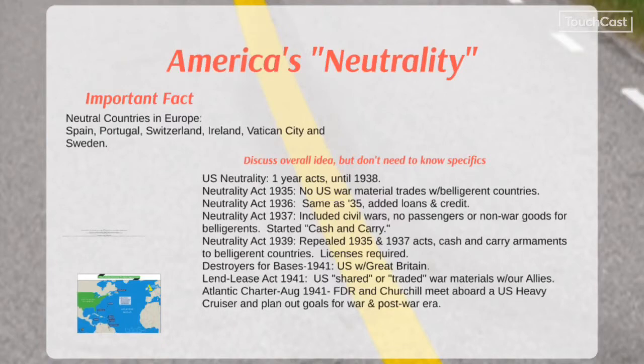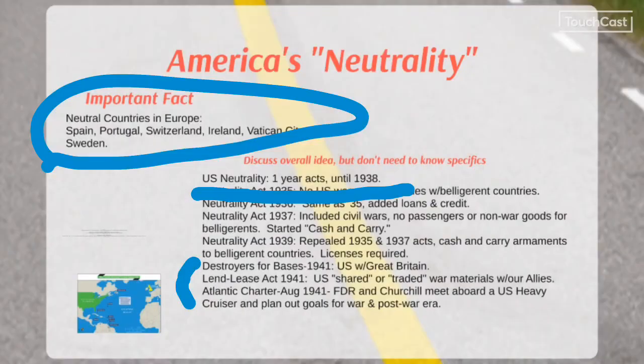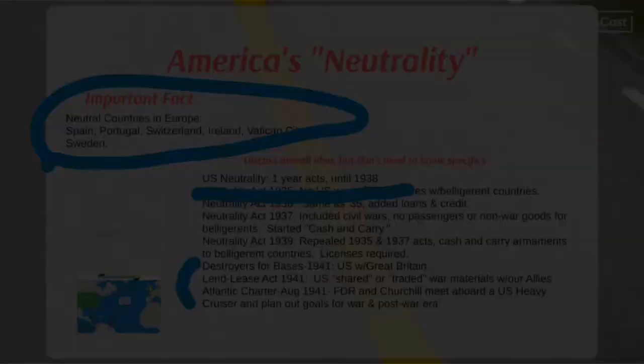America's neutrality. We talked about the neutral countries in Europe. We talked about the U.S. Neutrality Acts were a series of one-year acts. They started strict, came back to be more one-sided by the Destroyers for Bases, the Lend-Lease Act, and the Atlantic Charter. Those are all in the flashcards. Study those. We've talked about them. They're in the notes on the wiki page.